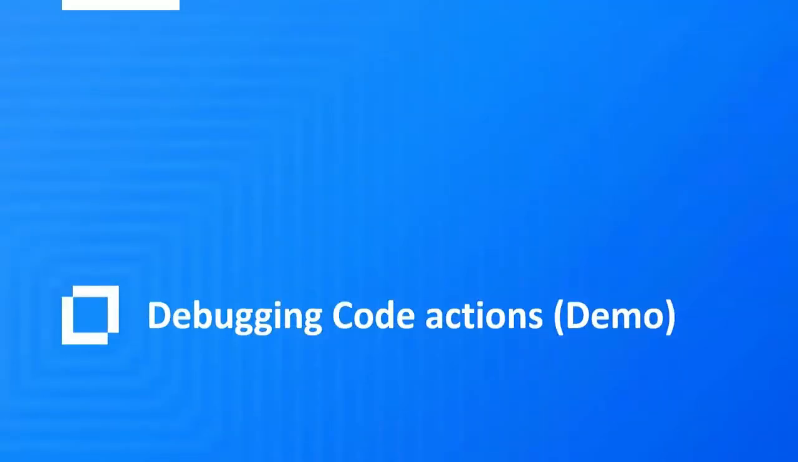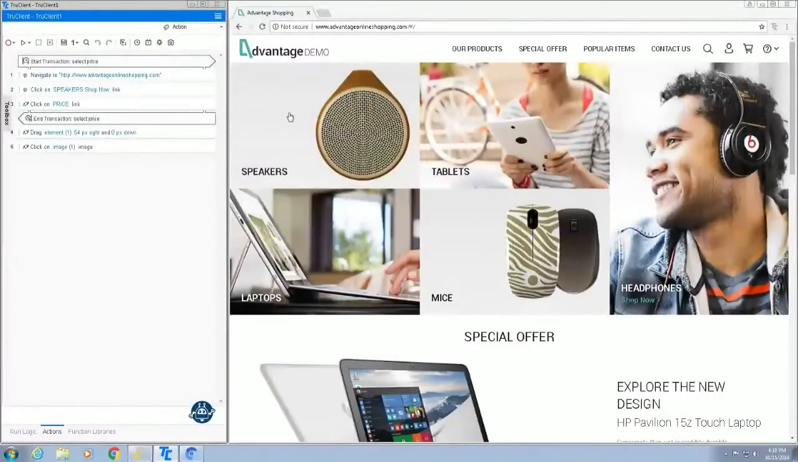TrueClient allows converting actions into JavaScript code using the coded feature. It allows flexibility and is a natural way of editing scripts. Powered by well-documented APIs, it eases the process of editing and maintaining scripts of a large scale.